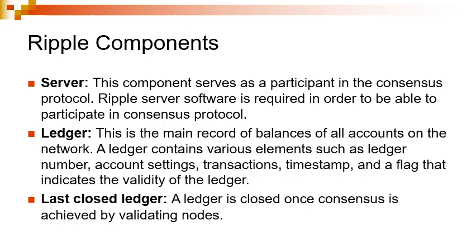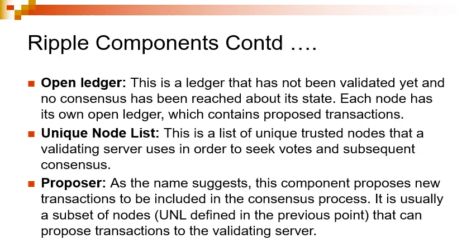A ledger is closed once consensus is achieved by the validating nodes, or we can say unique nodes. Then the next component of Ripple is the open ledger. This is a ledger that has not been validated yet, and no consensus has been reached about its state. Each node has its open ledger, which contains proposed transactions.